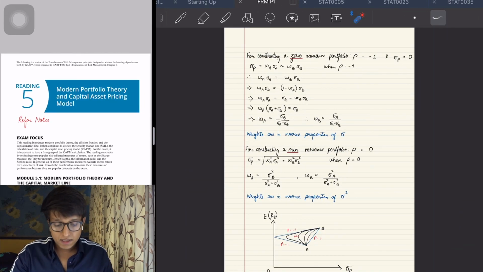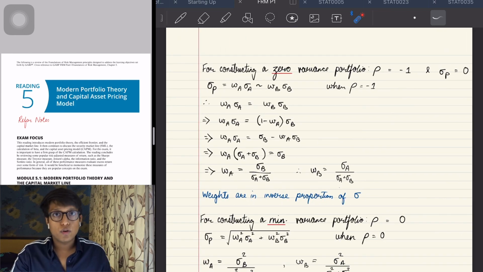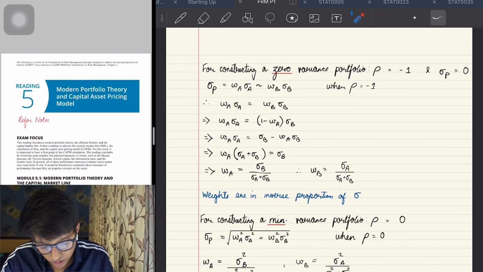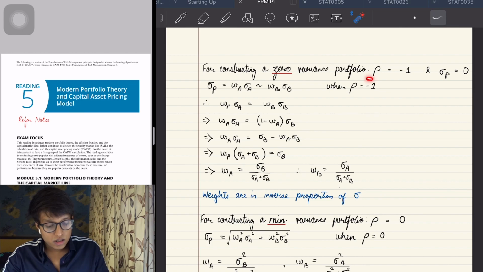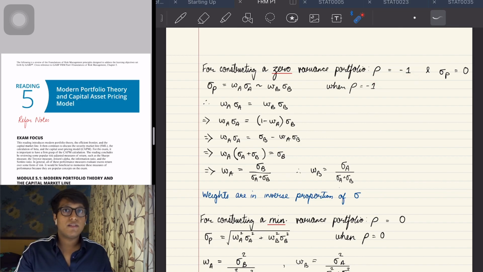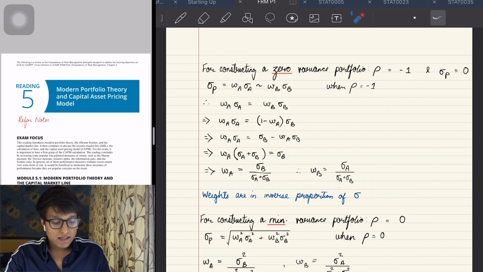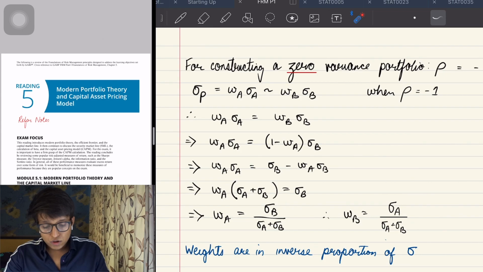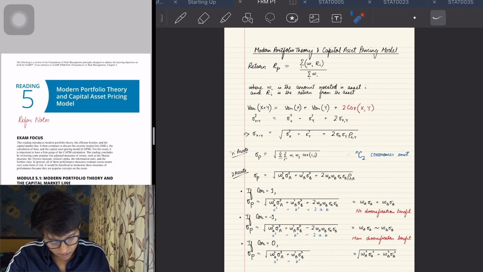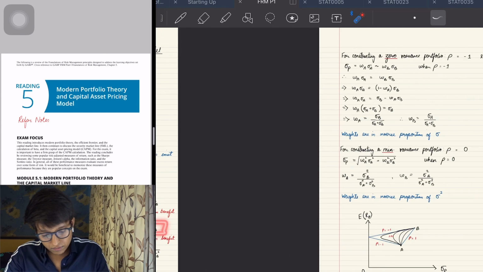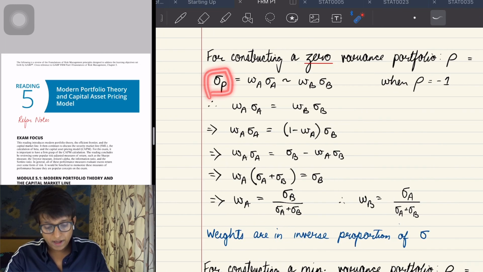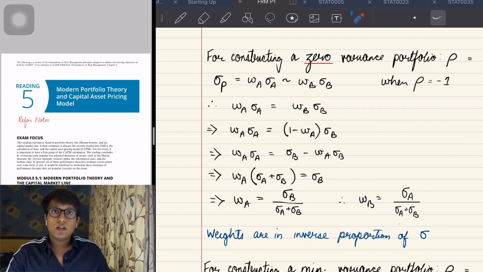Now we build upon this and try to construct a zero variance portfolio, which has zero variance absolutely. So in this case, the correlation must be -1 because we need the maximum diversification benefit, and the standard deviation of the portfolio has to be 0 to get zero variance. So in the formula that we had derived here, if sigma p is 0, we get WA sigma A is equal to WB sigma B. And since there are only two assets, you're investing either in WA or WB. So WA plus WB is equal to 1, obviously.